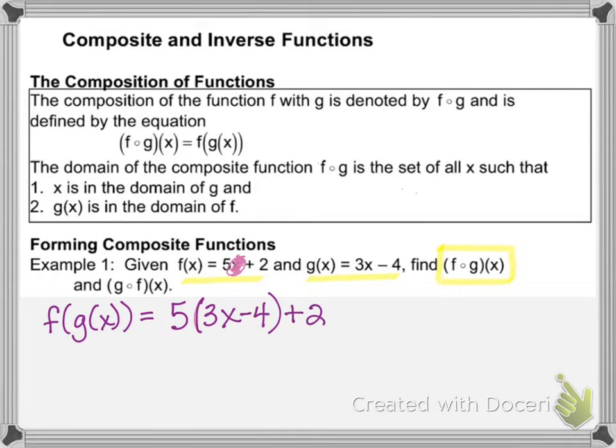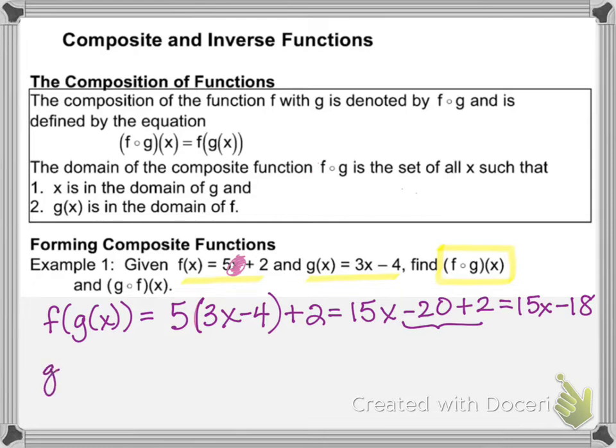Okay, so instead of 5x plus 2, I'm rewriting it in terms of g of x. So it's 5 times 3x minus 4 plus 2. Now you will just simplify. So distribute that 5. And then negative 20 plus 2 are like terms. So 15x minus 18.